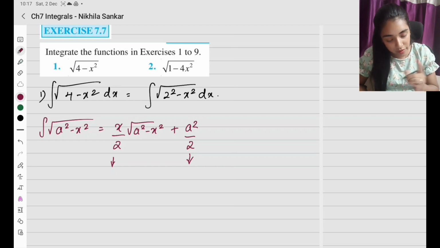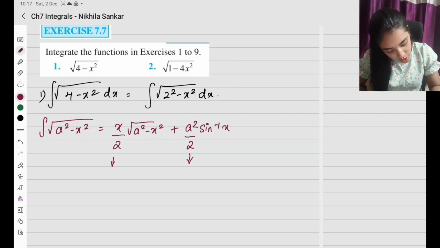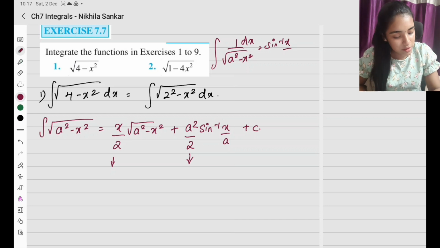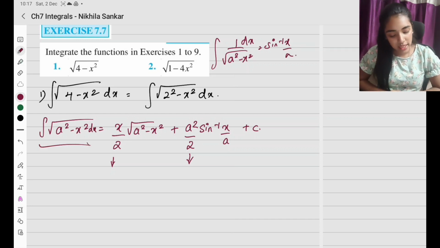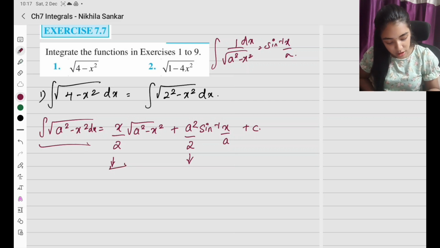When it's square root of a square minus x square, it is sine inverse of x divided by a plus c. இல்லையா? 1 by square root of a square minus x square dx க்கு என்ன வந்தது? It is only sine inverse of x by a. But when it's a multiplication, so இந்த மாதிரி இருக்கும்போது you have these additional terms. First x by 2 வரும், அடுத்து a square by 2 வரும்.